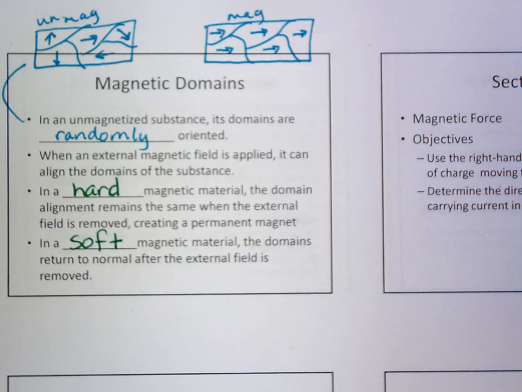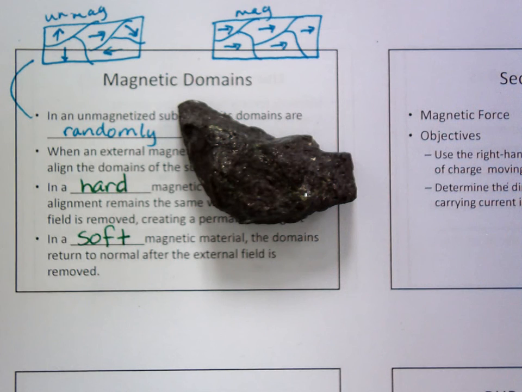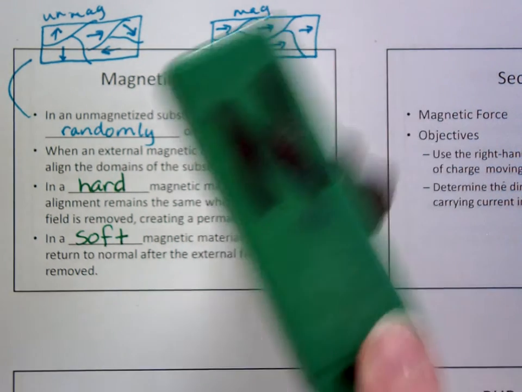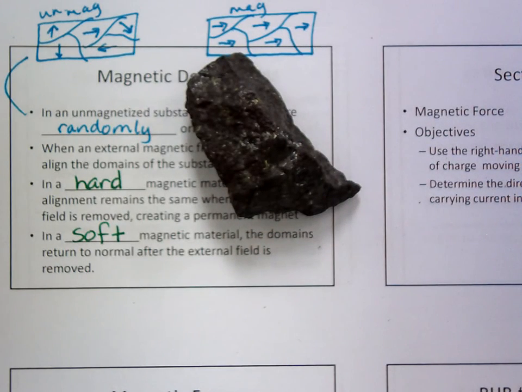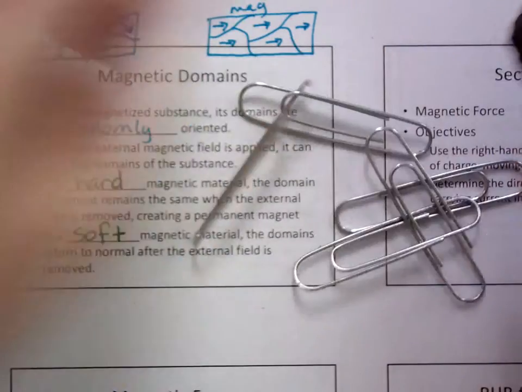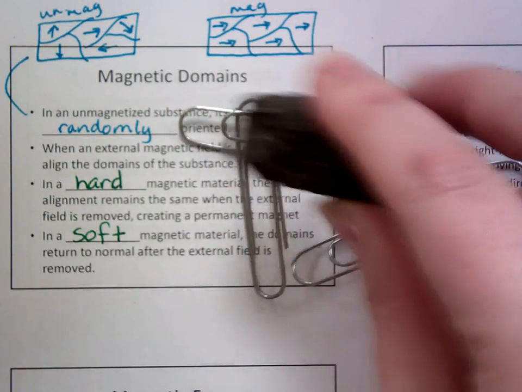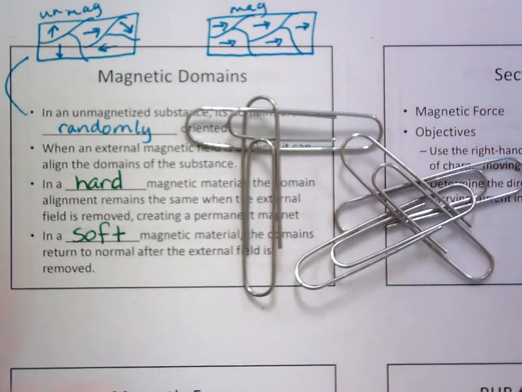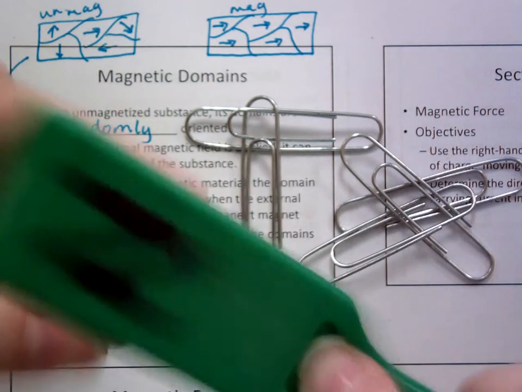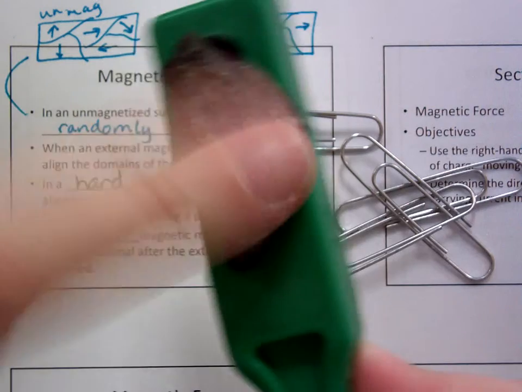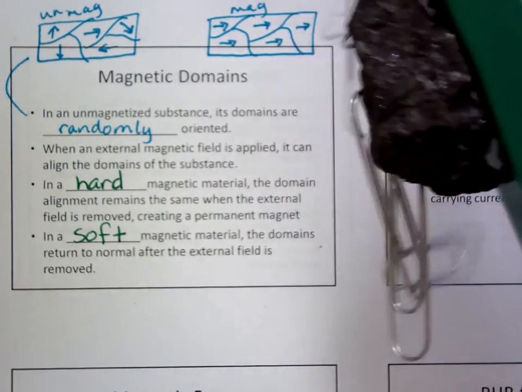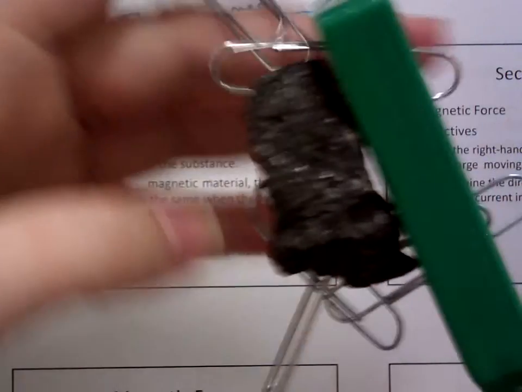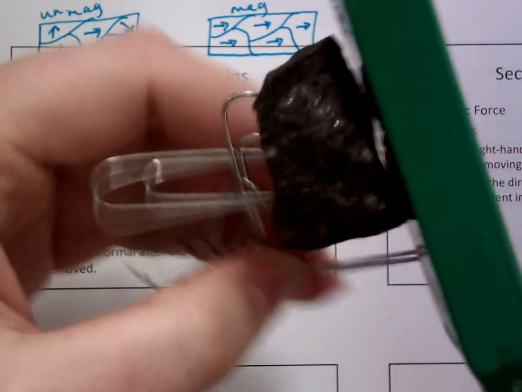So let me give you an example. I've got a rock here. This rock is magnetic, okay? Probably has some iron in it or something like that. Now, the rock by itself is not going to pick up any paper clips, okay? It's not going to work. But if I apply an external magnetic field to it, the domains in this rock become aligned, and then it'll pick up paper clips. I'll try to show that it's just the rock picking it up and not the magnet.